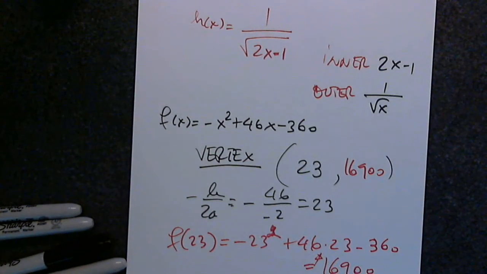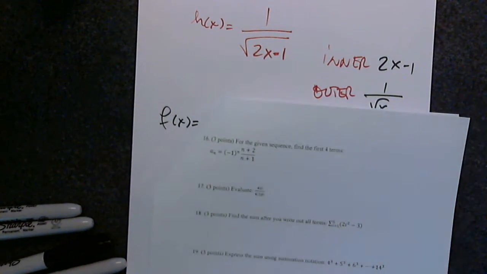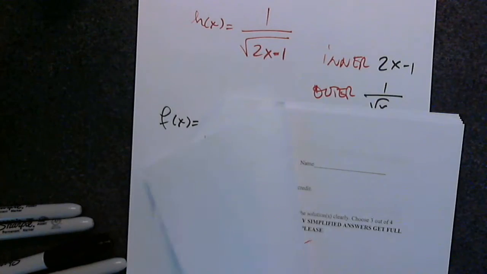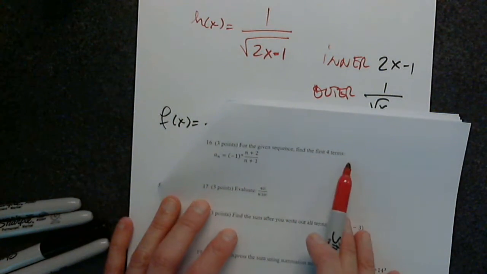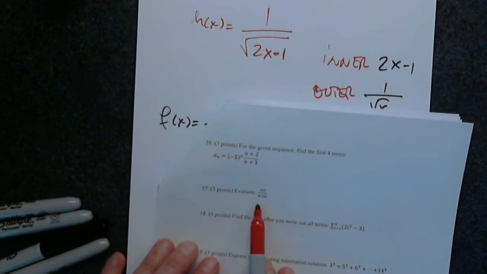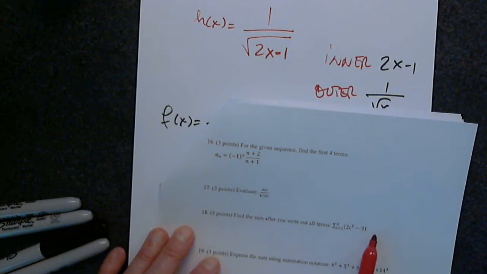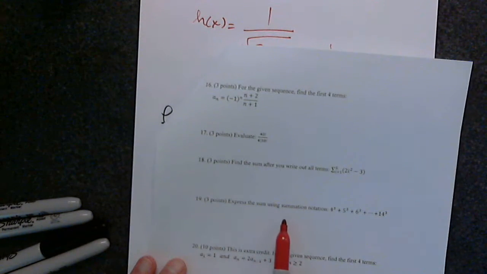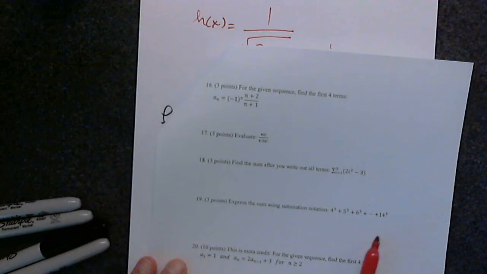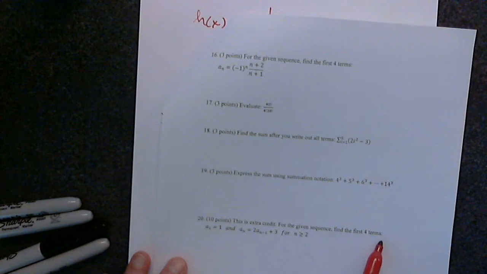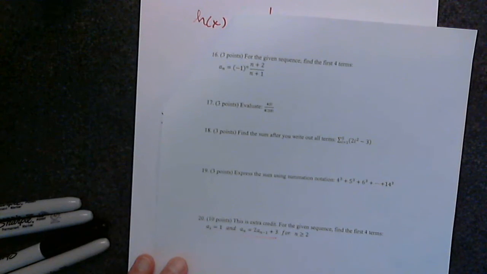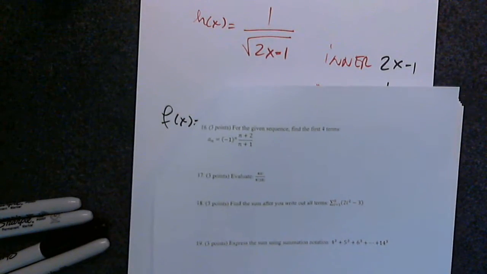Anything else from test 4 you would like to go back to? So on the last page, for the given sequence, find the first 4 terms. If you want to simplify this, we can. Find the sum after you write out all terms. We can determine this. Express the sum using summation notation or sigma notation. And for the sequence given in recursive form, find the first 4 terms. So do we need anything from this page?